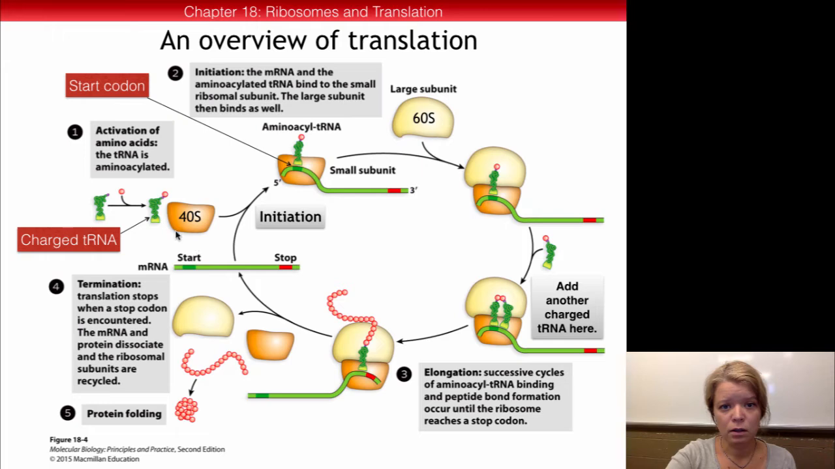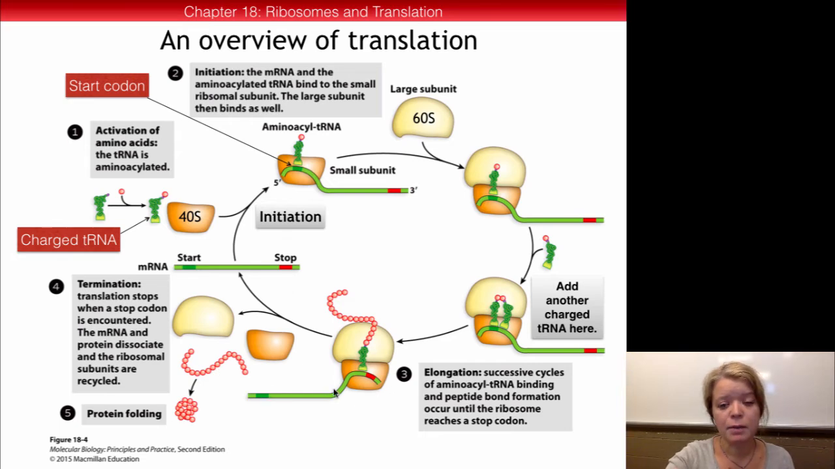This whole process is a process of initiation. It's first the 40S binds, then the 60S binds, then translation can occur. This is the process of elongation. So how is it that the tRNA molecules move between the three sites inside the ribosome, and how the peptide bond formation occurs inside the 60S catalytic large subunit of the ribosome.